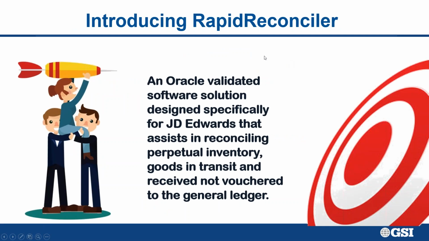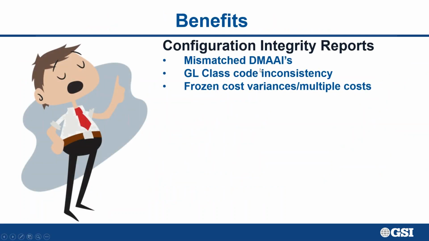Okay, now what I want to do real quick is introduce RapidReconciler to you. There's a reason for this, and it does pertain to the DMAAIs we're talking about. RapidReconciler is our Oracle validated solution that assists in reconciling the perpetual inventory, your STOTs for goods in transit, as well as your received not vouchered. Some of the benefits of using this, number one, is looking for those mismatched DMAAIs.